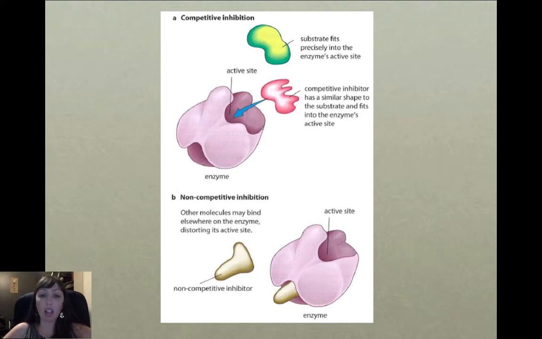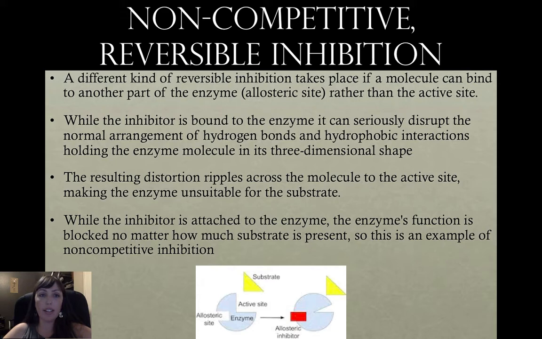And then in non-competitive inhibition, that's where other molecules may bind elsewhere on the enzyme, which could distort its active site. Okay. And while the inhibitor in a non-competitive reversible inhibition is bound to the enzyme, it can disrupt the normal arrangement of hydrogen bonds and hydrophobic interactions holding the enzyme molecule in its three-dimensional shape. And the resulting distortion could affect the entire molecule, including its active site, and it could make the enzyme unsuitable for the substrate. So while the inhibitor is attached, the enzyme's function is blocked, no matter how much substrate is present. So this is an example of non-competitive inhibition.